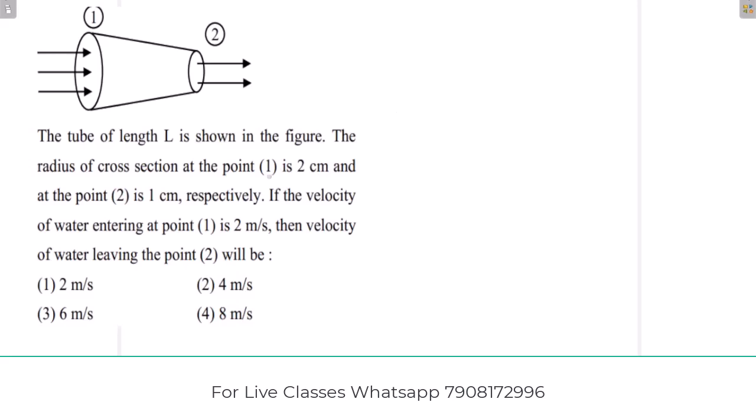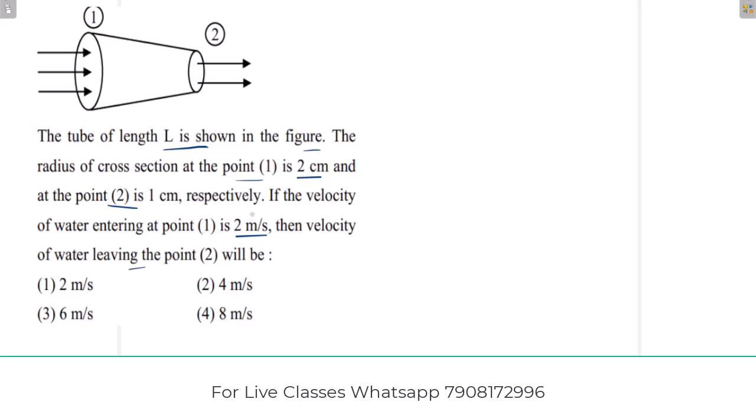The tube of length L is shown in the figure. The radius of cross section at point 1 is 2 cm and at point 2 is 1 cm respectively. If the velocity of water entering at point 1 is 2 meter per second, then the velocity of water leaving point 2 will be.